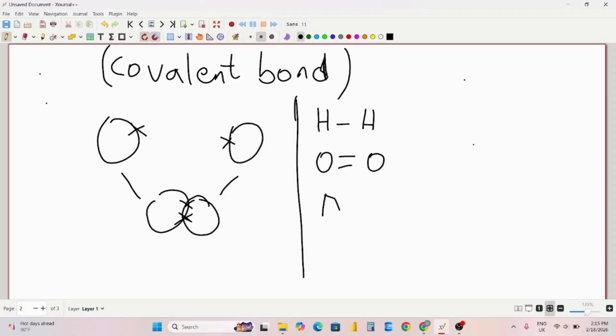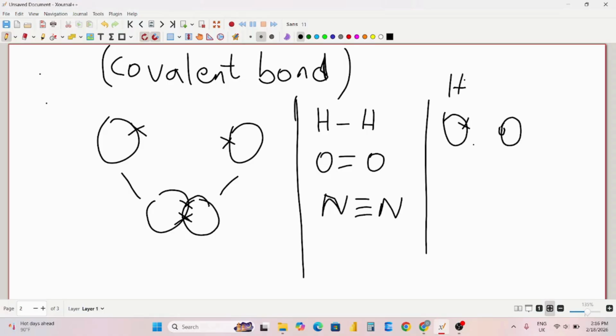Nitrogen gas is known to have a triple covalent bond. So each pair of electrons, in the case of hydrogen, is represented with a horizontal bar. So a bar represents that 2 electrons are being shared.